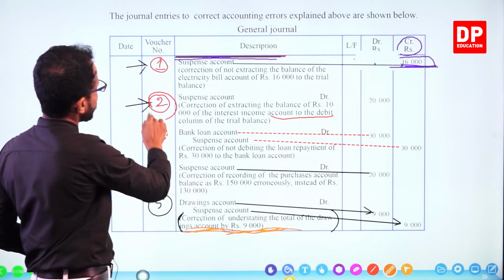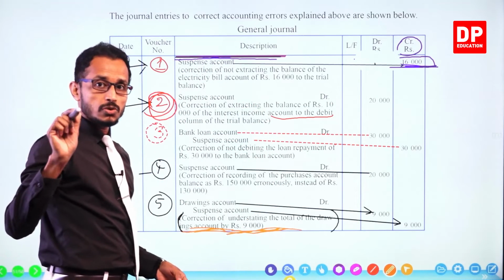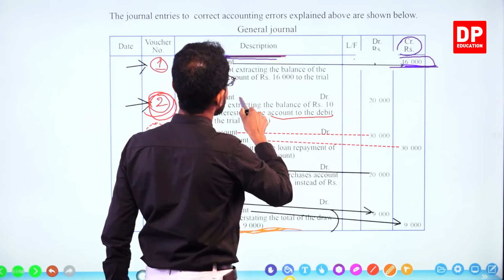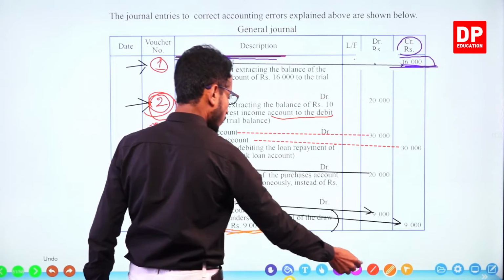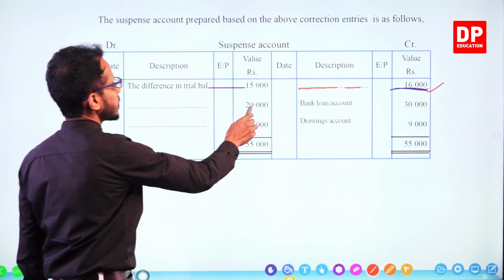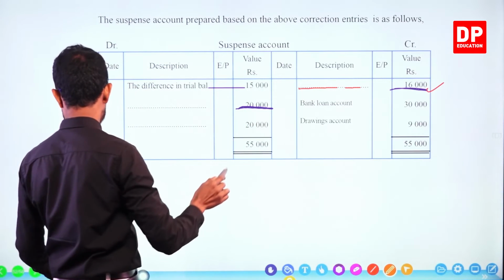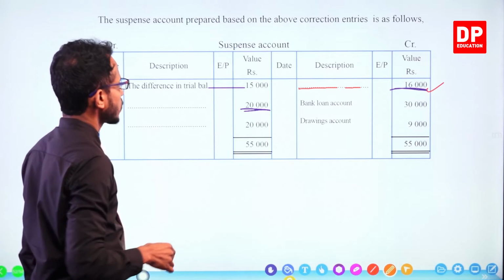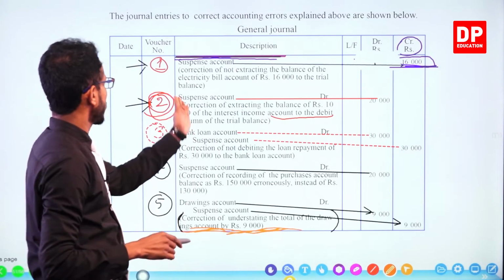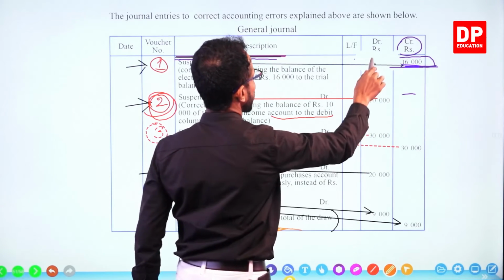Again, we have the second entry. It is one entry because that is also an error in the trial balance. Suspense account debit 20,000. So the suspense account must be debited with 20,000. It's here. It is also here. No description, only a blank, because there's no double entry. Nothing in the credit side. Just like this.